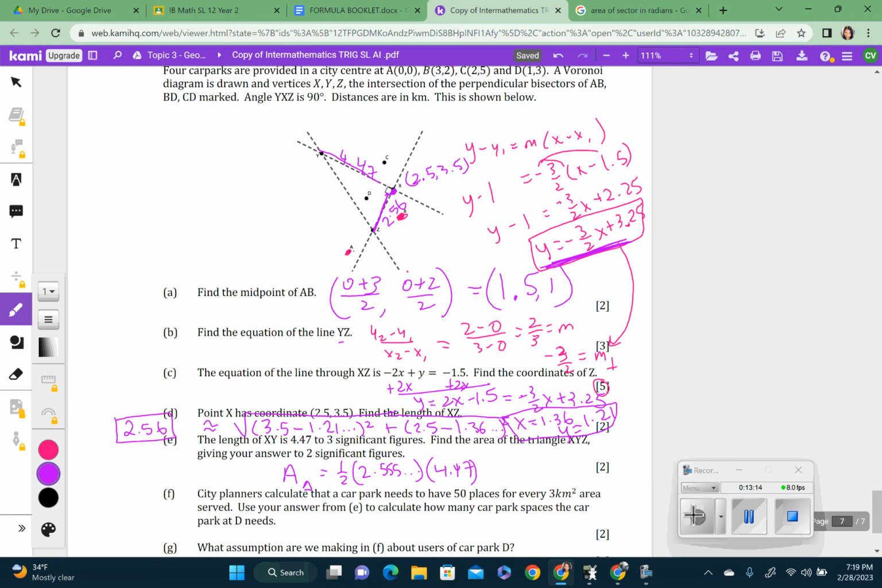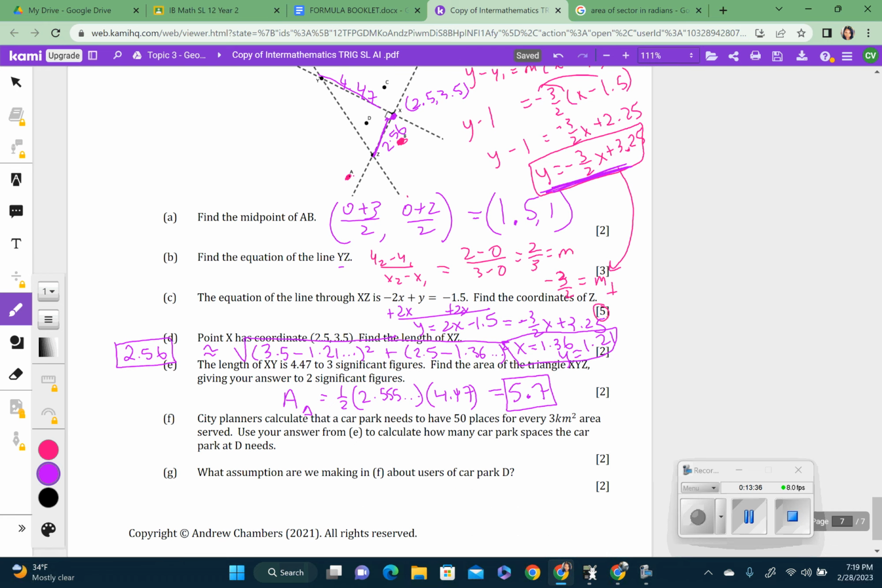So you're going to plug that into the calculator, and this is going to give us about 5.7. 5.7 is going to be the area. And they said to give your answer to 2 significant figures, so 5.7, 2 significant figures. Good. And again, that was only worth 2 points.